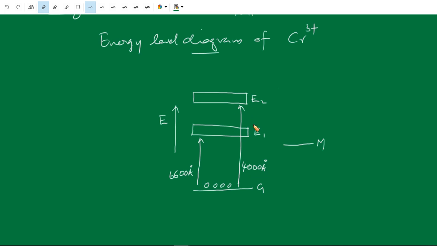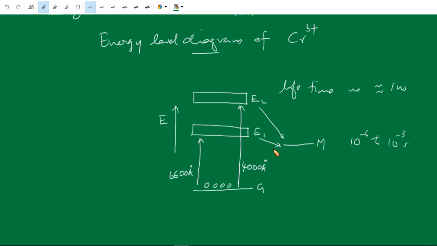The lifetime of these energy levels E1 and E2 is about 1 nanosecond. Therefore, it makes a non-radiative transition from the excited state to the metastable state M, which has a long lifetime. It has 10 raised to minus 6 to 10 raised to minus 3 seconds, microseconds to millisecond, which is about 1000 to 1 million times that of the lifetime of this state.